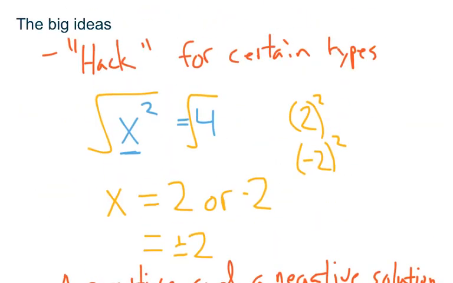So right here, you have certain cases where we essentially just have one variable squared. We then use the square root property to undo that and get some solutions.